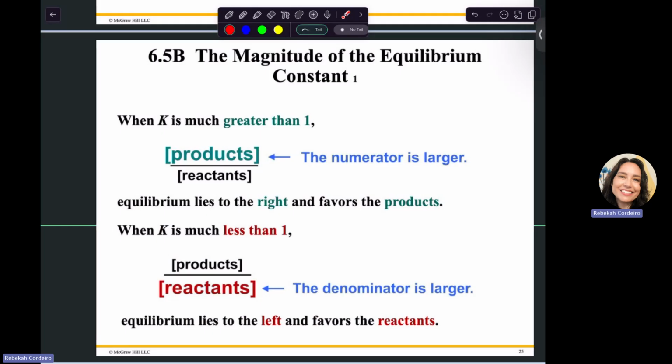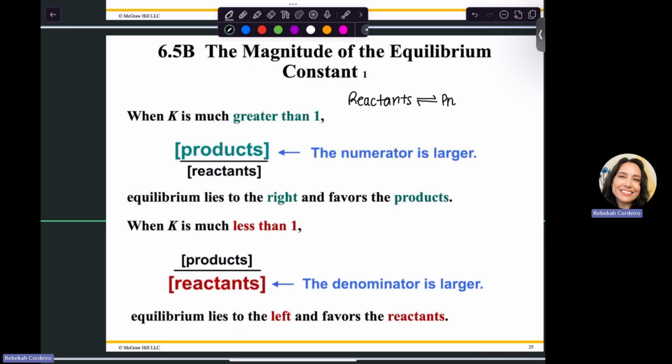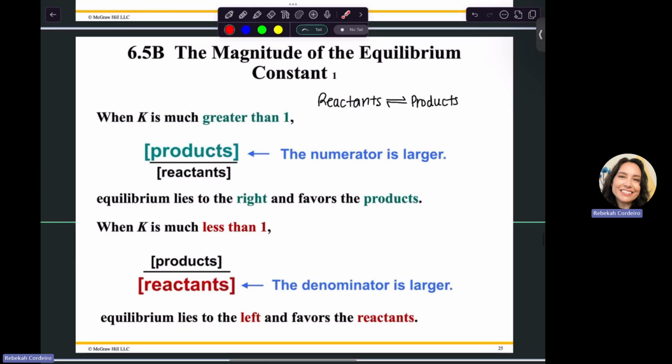If the products are in higher amounts, we'll say things like the equilibrium lies to the right. It's kind of shifted to the right, meaning it is leaning toward the right. It's making more products on the right than it is reactants on the left. And then we can also say that it favors the products, meaning that the products must be a little bit more stable, because why else would we make more of those at equilibrium?